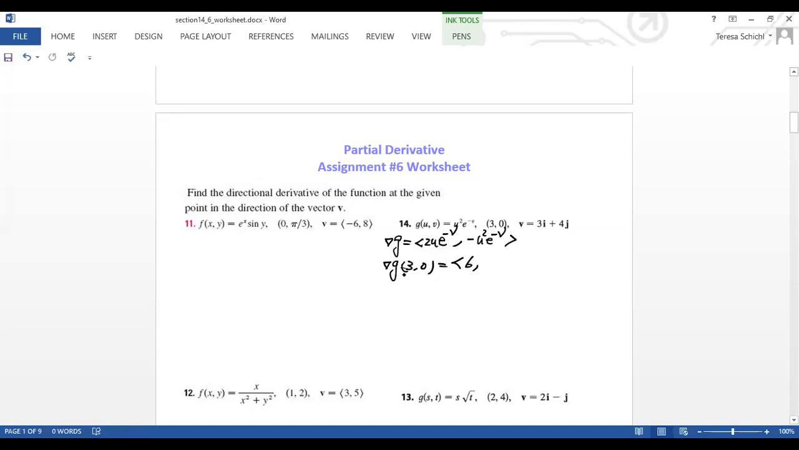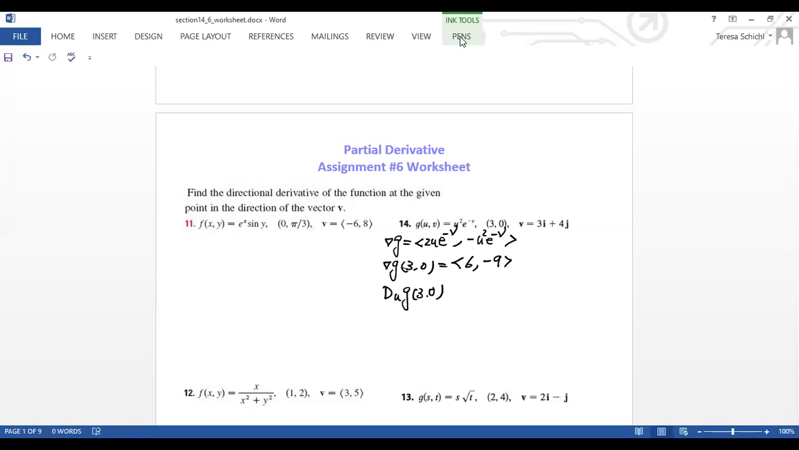Then 3 times 3 is 9, so it's negative 9, right? So this is my gradient vector. And now I know the directional derivative. So now I'm doing it for the directional derivative of g at the point, which will just be your gradient vector dot product with the v here.